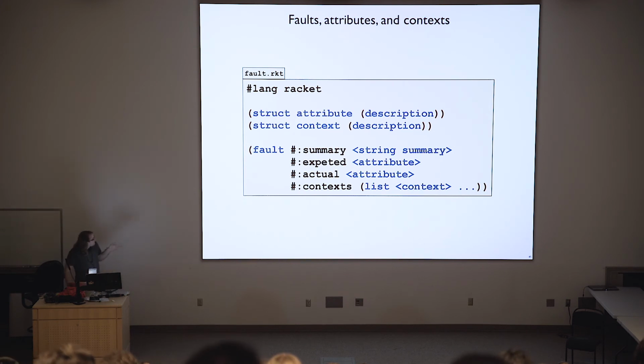And a fault also has this list of contexts, and contexts are, again, structured data that represent where in the fault you are. And the reason it's all structured instead of strings is because that way, expectations can use other expectations' faults and abstract over them and do things with them.